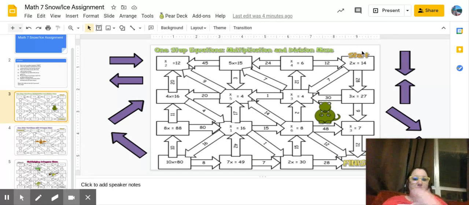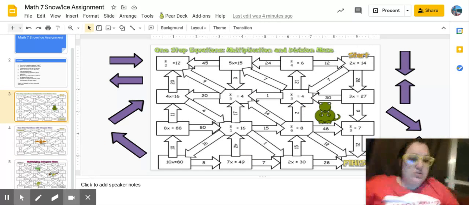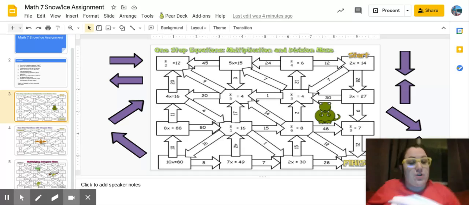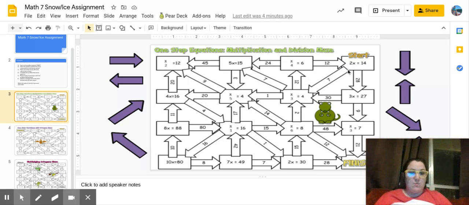So when you have found your starting point, you are going to solve the equation or the problem at your starting point. So for example, this one here is 2 times what equals 14. So you've got to decide 2 times what equals 14. Well, you have 2 options. You're looking at the arrows that go away from the box. So our options here are 28 and 7.